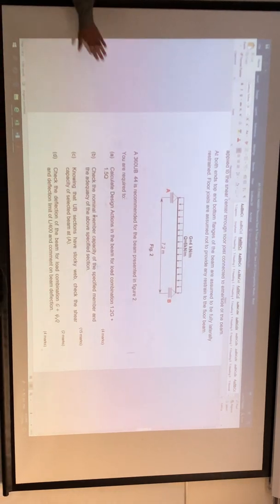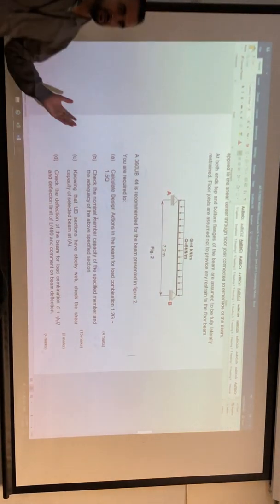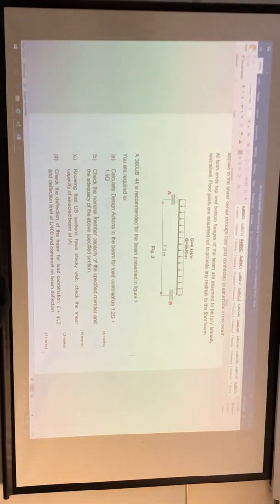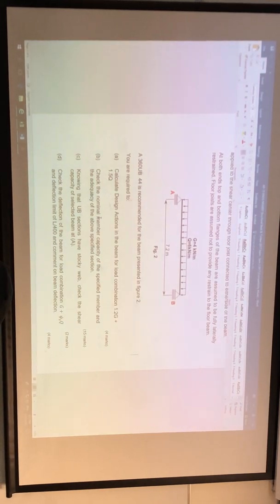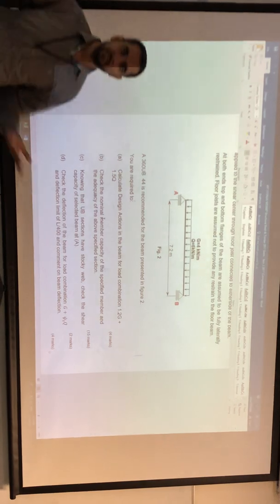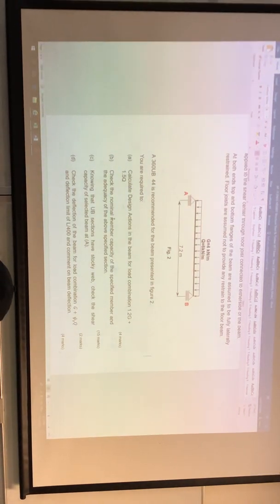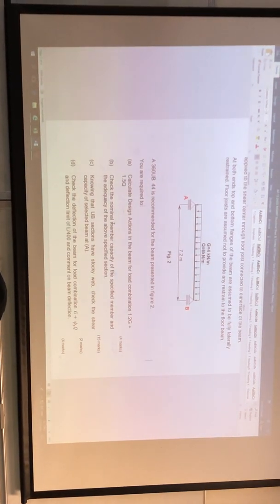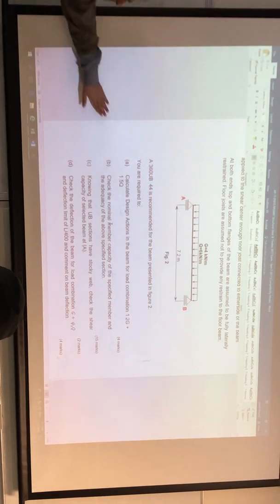All you have to do, okay, the first is calculate design actions. Design action means bending moment, shear force, that's all. And that has 4 marks, easy marks. That's why you score more, I think, in the test.